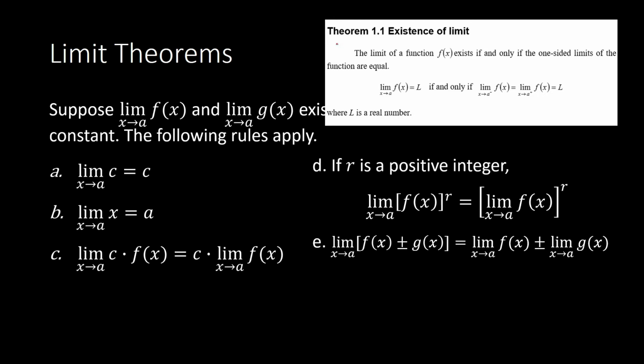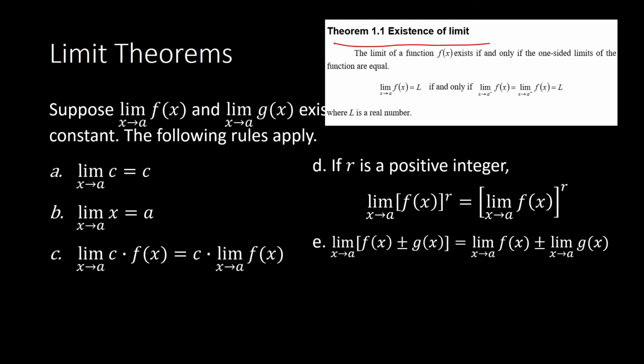As you can recall, the way I explained these theorems is I always kept on returning to Theorem 1.1, which tells us how to find the limit of a function and how to establish that the limit of a function exists. It is through the one-sided limits.